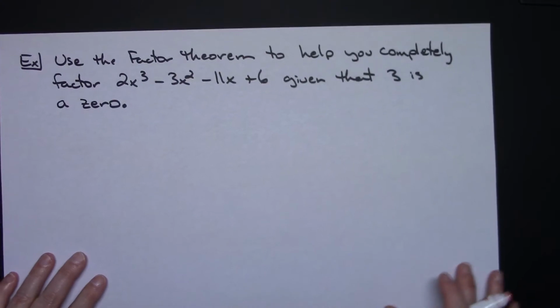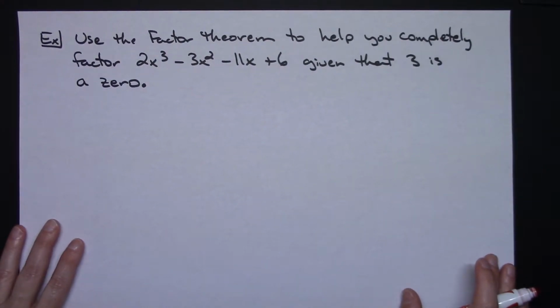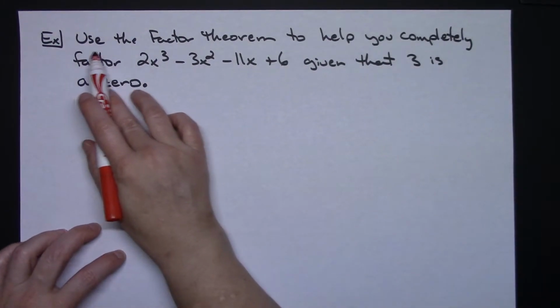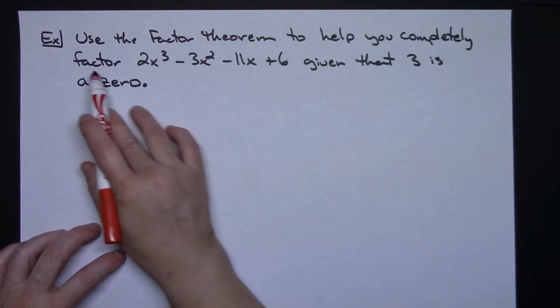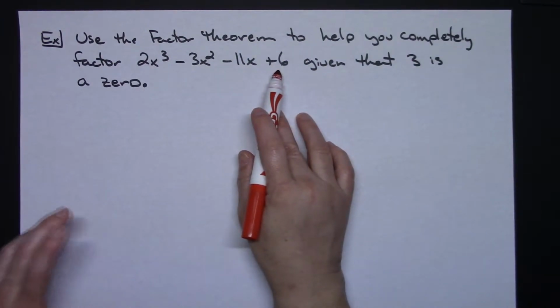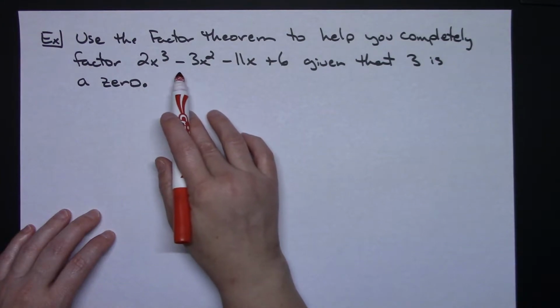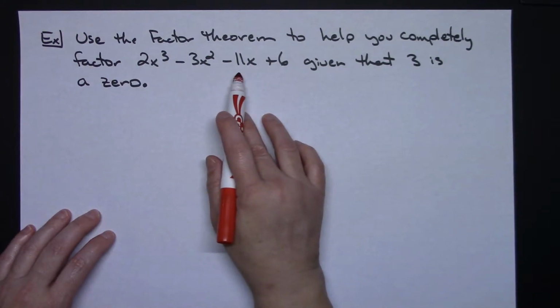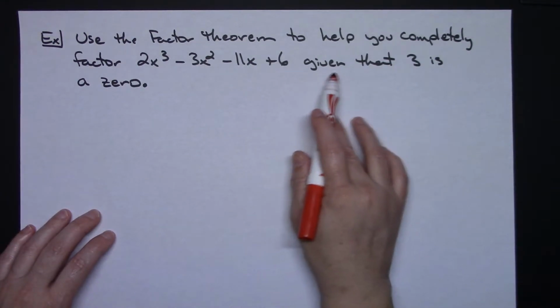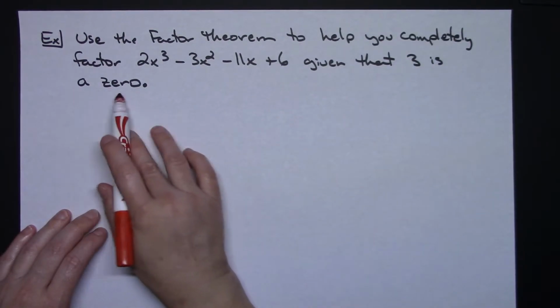Okay. Now, in our second example here, let's take this and apply it in a different way. Let's suppose this time it says to use the factor theorem to help you completely factor this polynomial, 2x to the third minus 3x squared minus 11x plus 6, given that 3 is a 0.